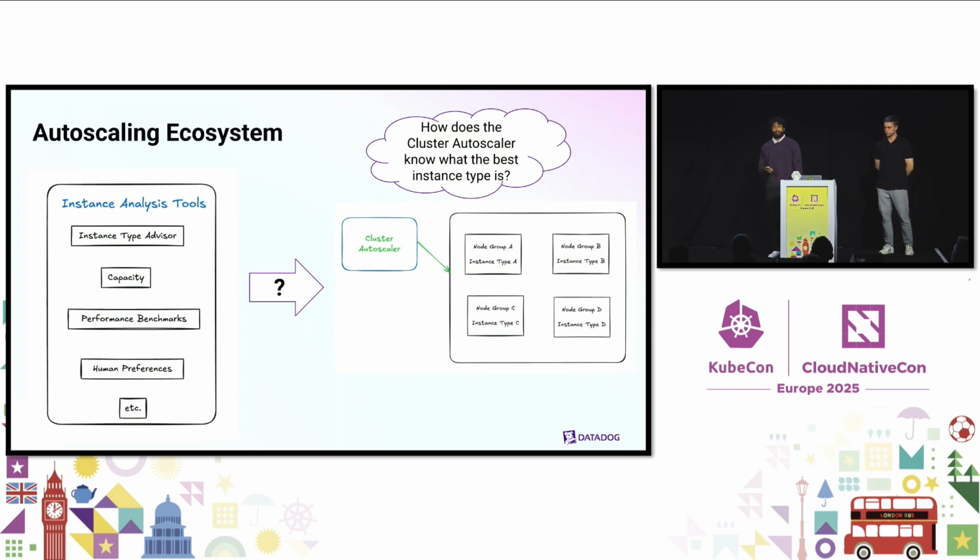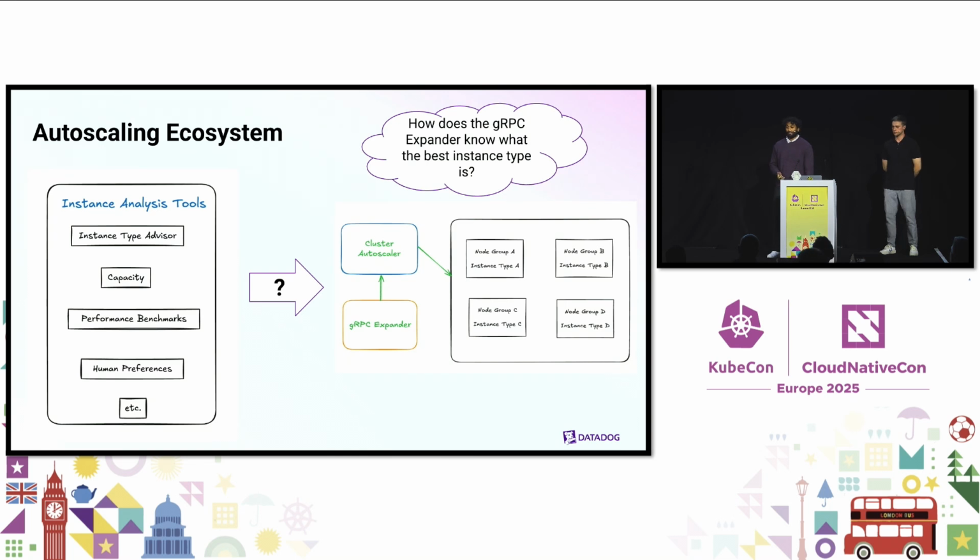So we as humans, through the instance analysis tools, know what the best instance type is. But now the question is, how does the cluster autoscaler know what the best instance type is? And this is important so we can apply the analysis. And I want everyone to remember this question, because it's going to come back later on in the presentation.